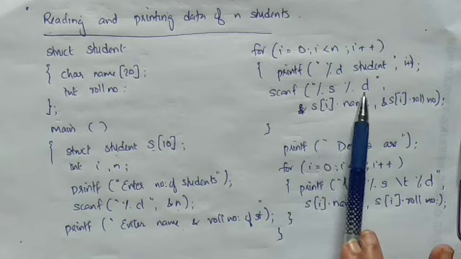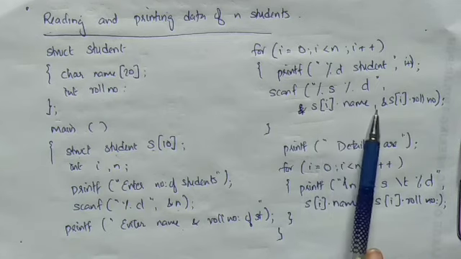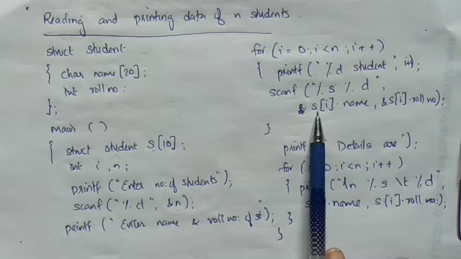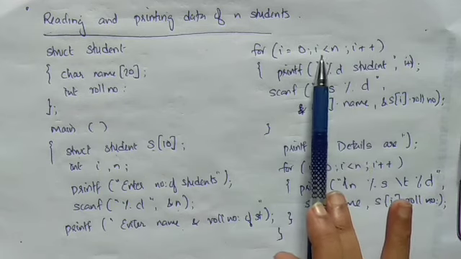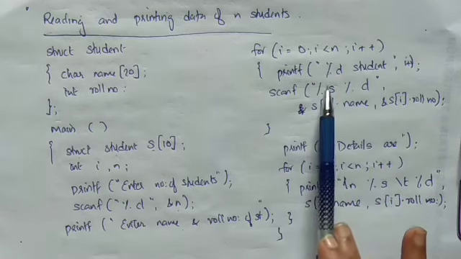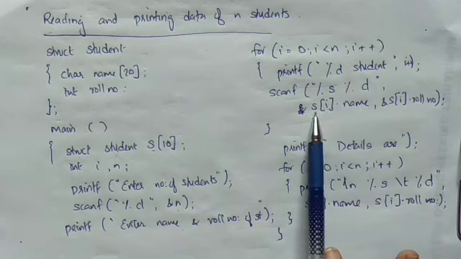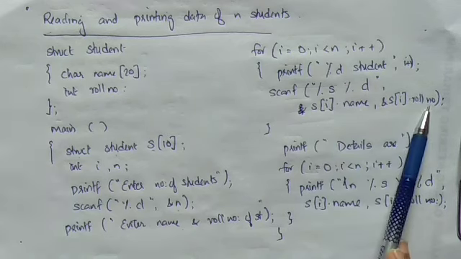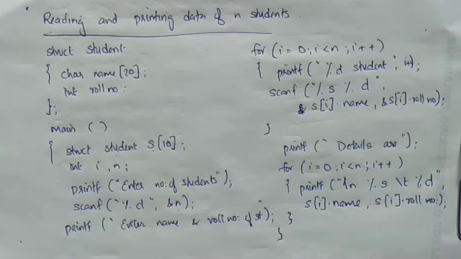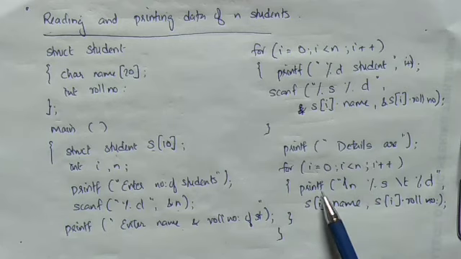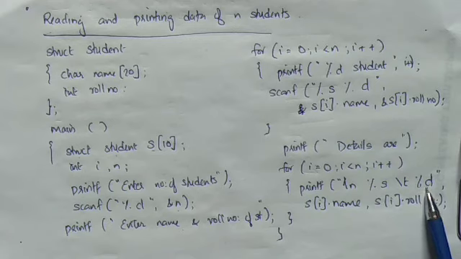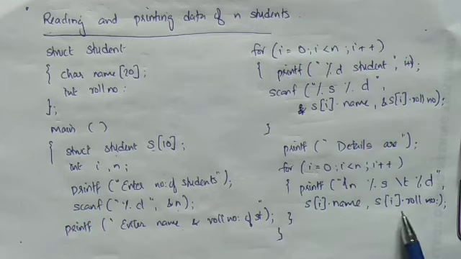Scanf percent s percent d, s[i] dot name and ampersand s[i] dot roll number. So the first one becomes s[0] dot name, s[0] dot roll number. i is incremented, 1 less than 5. Print second student, so s[1] dot name, s[1] dot roll number. Similarly, it is repeated till 5. Suppose n is 5. Now printing the details of n students: for i equal to 0, i less than n, i plus plus. Printf: in between the name and the roll number, you simply put a \t space, and for each next student, you put a \n. You print s[i] dot name and s[i] dot roll number.